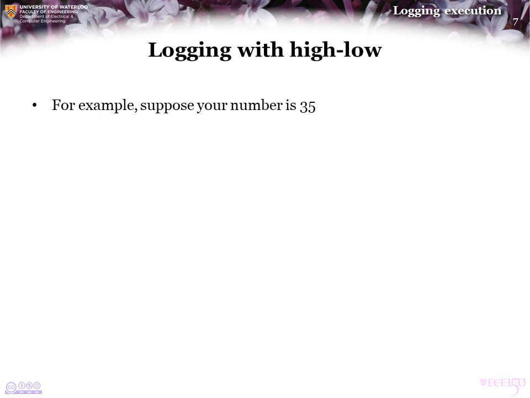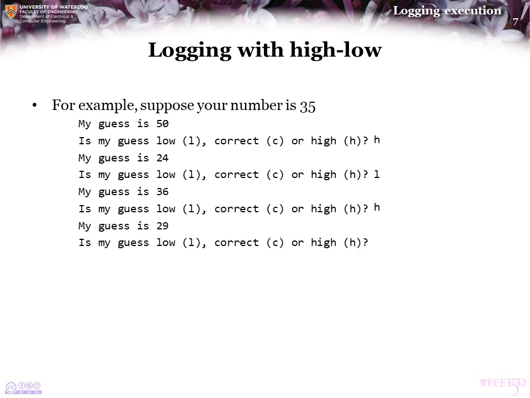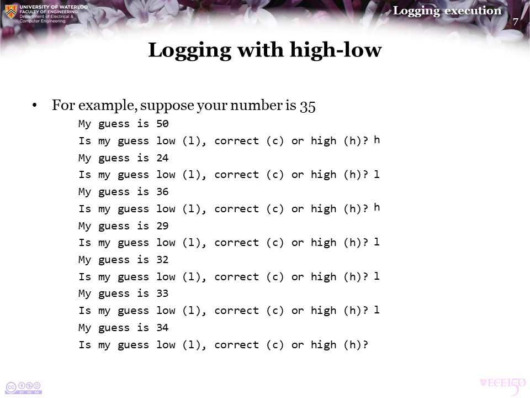Now, suppose that your hidden number is 35 and you're playing against the computer. The computer asks, my guess is 50. Is it too high, low, correct? You enter, it's too high. Computer guesses again, 24. Well, that's now too low. My guess is 36. That's too high. 29, too low. 32, too low. 33, too low. 34, too low.